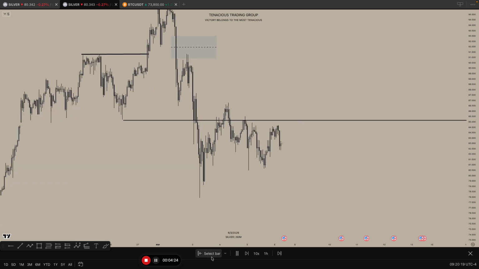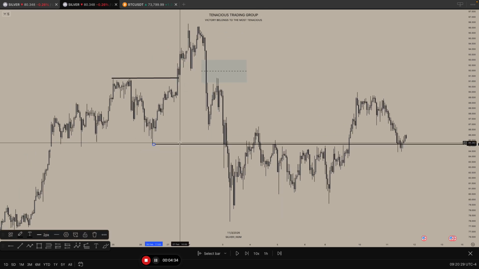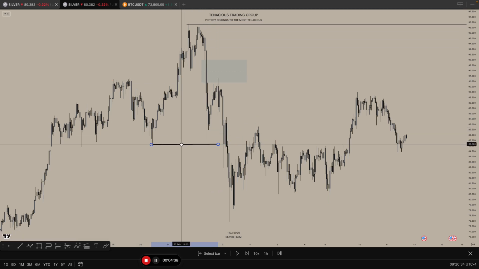We keep pushing lower. Let's see what's gonna happen next. And now this is my protected high. Price should respect this time, continue to make lower lows and lower highs. And now this is my market structure shift.